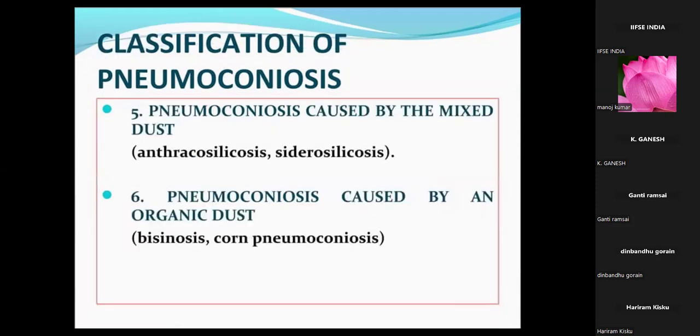Then you have the classification further divided. Pneumoconiosis can be caused by dust or mixed dust, that is, anthracosilicosis or siderosilicosis. Anthracosilicosis is a dust disease caused by both coke or coal and sand. Then pneumoconiosis is also caused by organic dust. That is what you call farmer's lung disease. So we'll see byssinosis, and corn pneumoconiosis, which is related to corn fields.